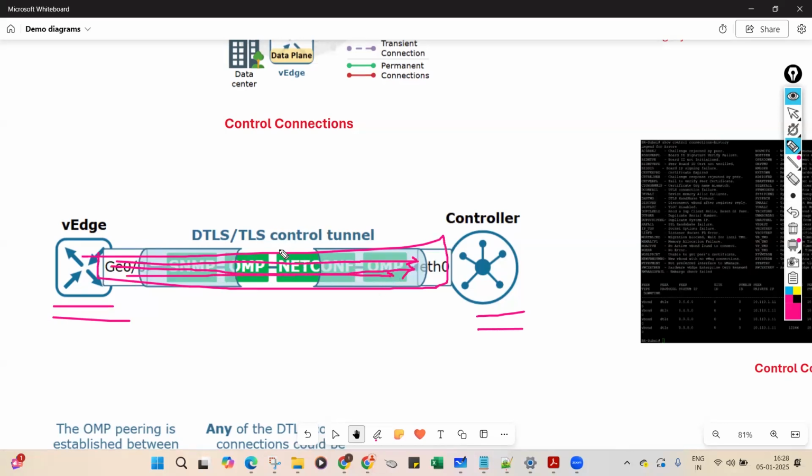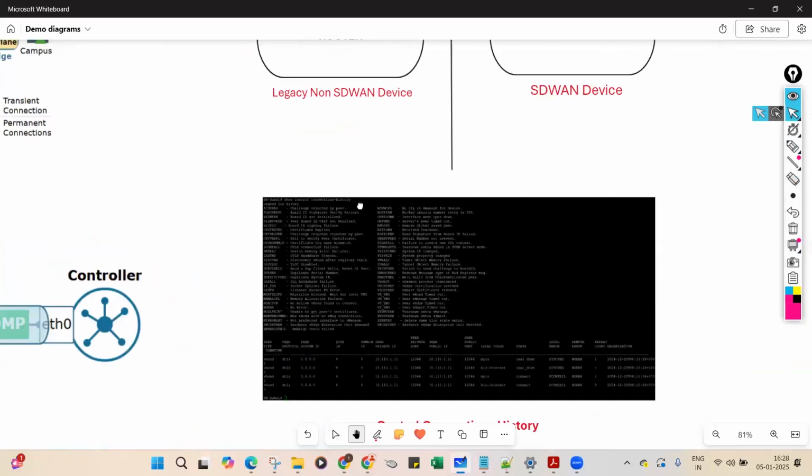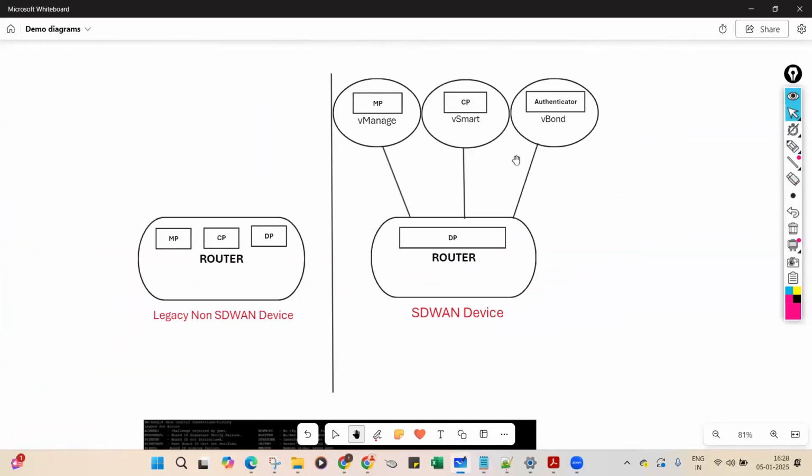So just in case there is any hacker on the network, and even if he tries to compromise, there is a tunnel, and all the data is encrypted under this tunnel. So there is no way for the hacker or any other person to get access to whatever data is being transmitted between the vEdge and the controller. This is the main important difference between an SD-WAN device and a non-SD-WAN device.